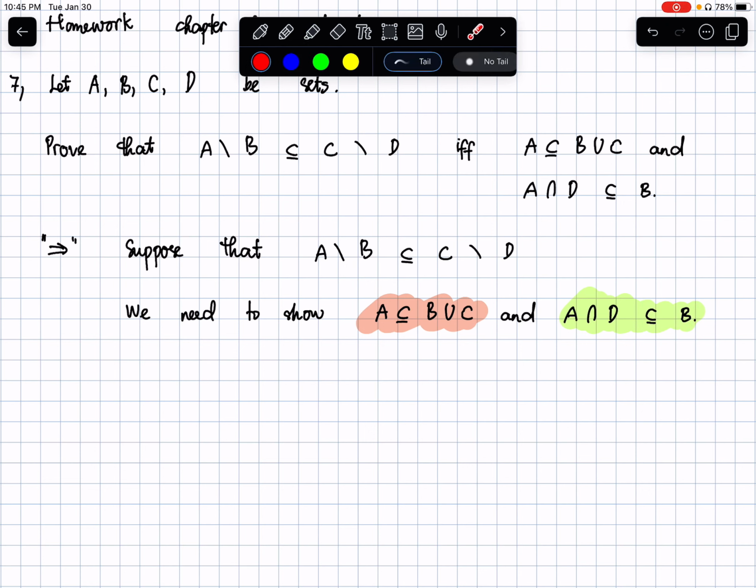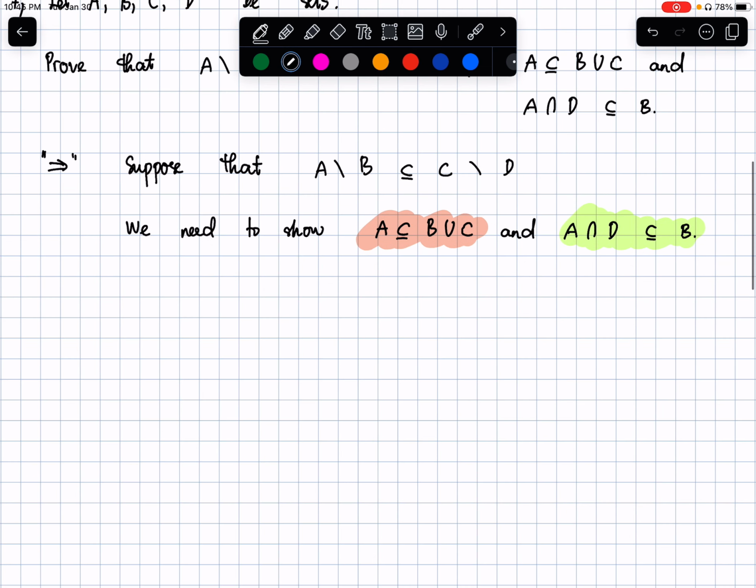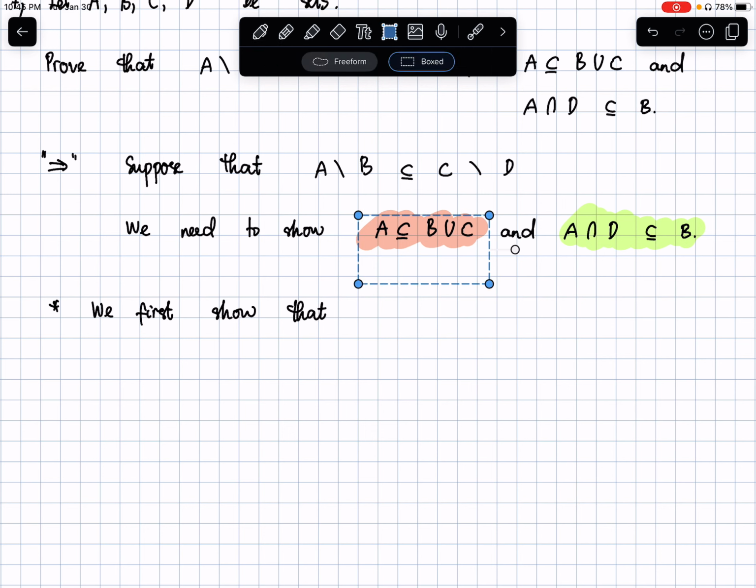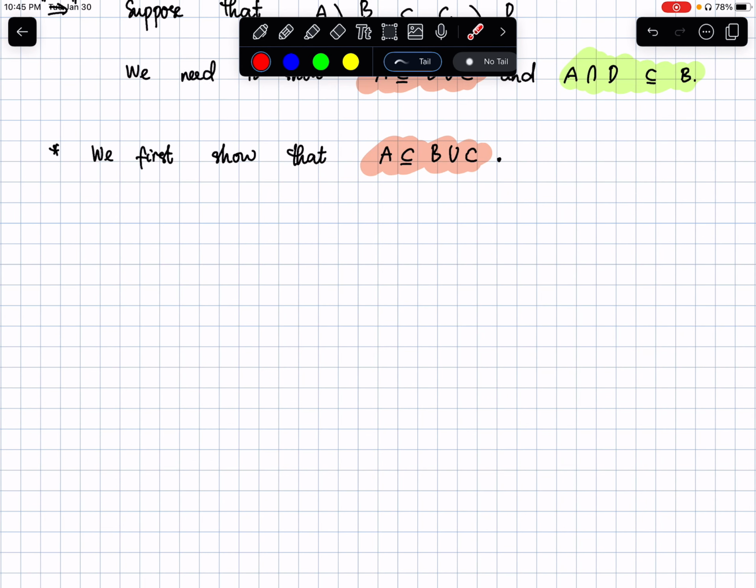So let's prove this part first. We first show that A is a subset of B union C. So by definition of subset, this set is a subset of the other set if any element in A must be an element in B union C. So now let X be an element of A. We want to show X is an element of B union C.